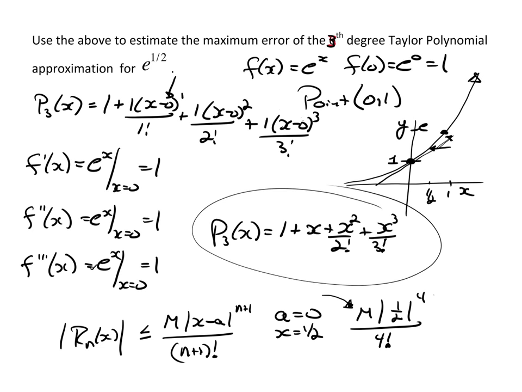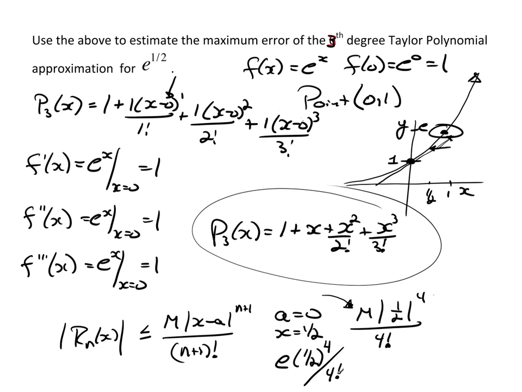So looking at the curve, I know that it's monotonic and e is up here. So that's really the first value that I know that's bigger than what I'm trying to estimate. So I can use that. So I'm going to write this as e times 1/2 to the 4th. Clearly 1/2 is positive. I don't have to worry about the absolute value over 4 factorial.